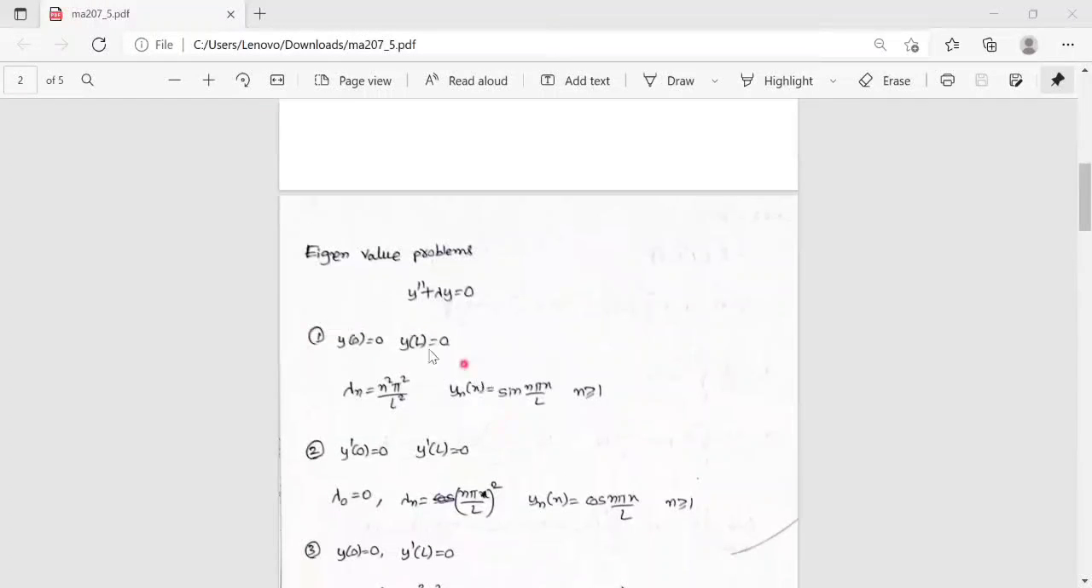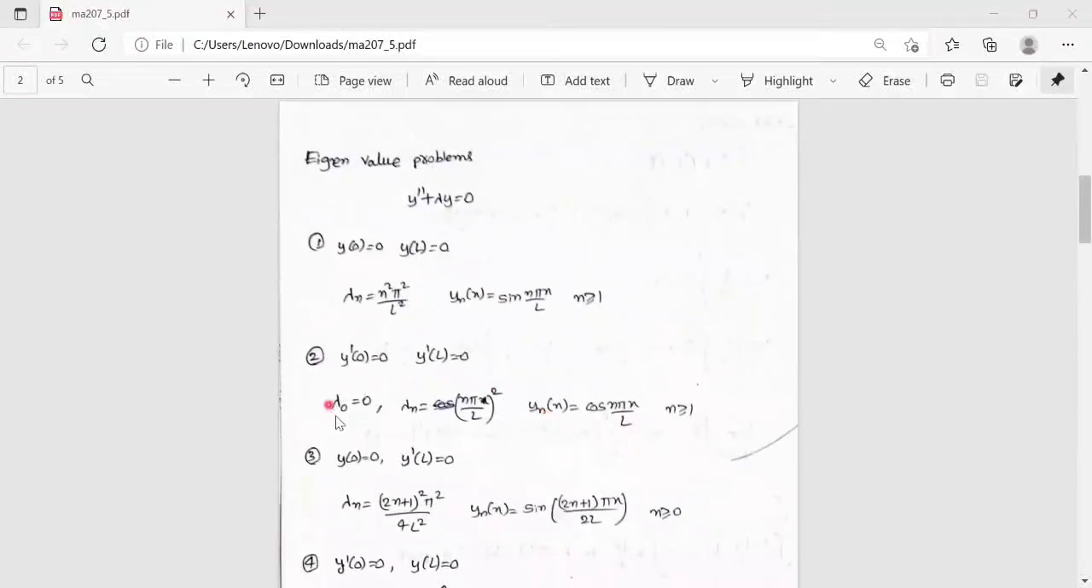For the first type of boundary conditions, we have lambda n is equal to (n pi by L) whole square, and the corresponding eigenfunction is yn of x is equal to sine n pi x by L. And for the second one, lambda 0 is equal to 0 is one of the eigenvalues, and lambda n is equal to (n pi by L) whole square for n greater than or equal to 1, and the corresponding eigenfunction is cos n pi x by L.